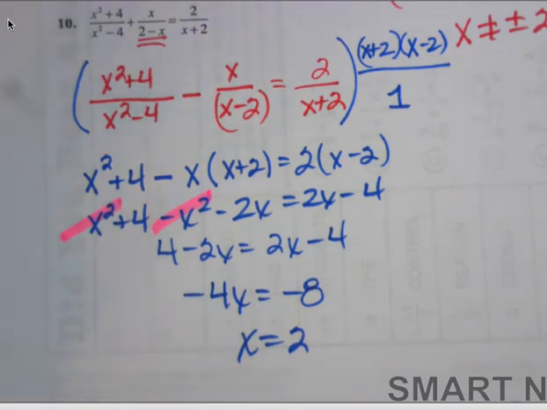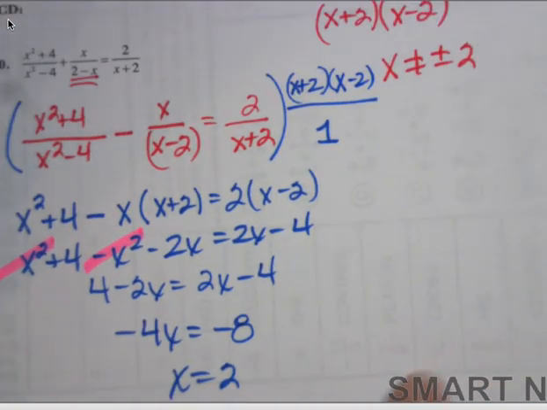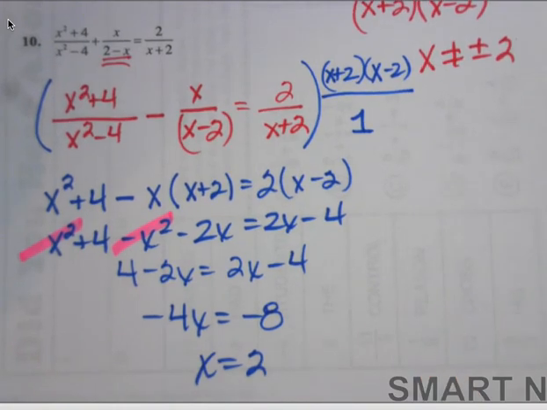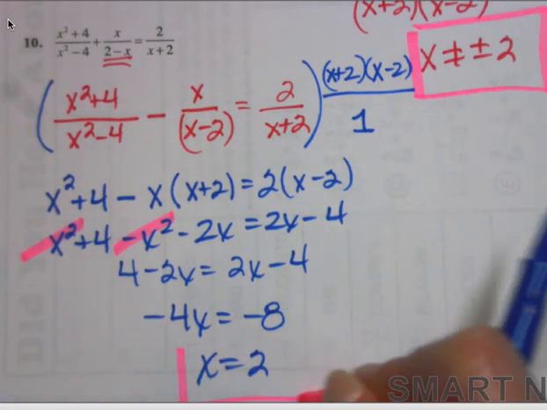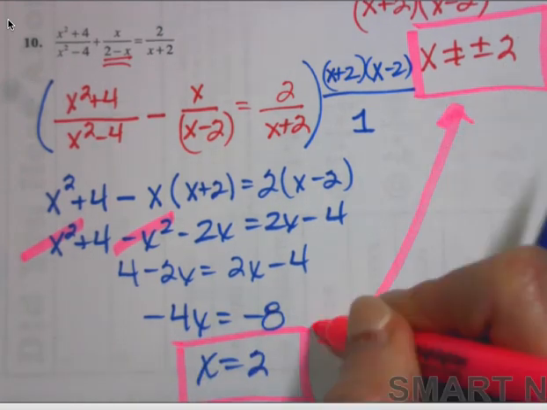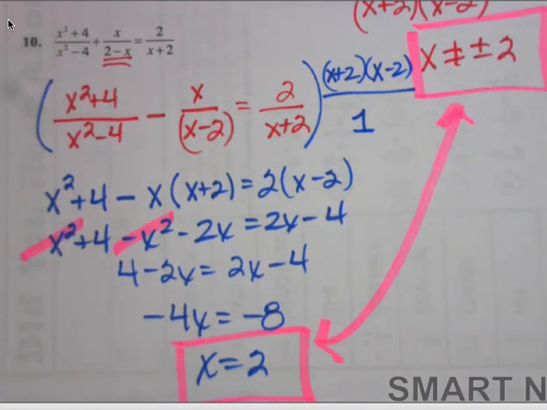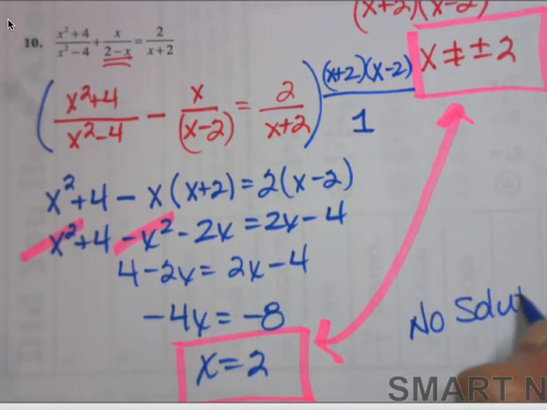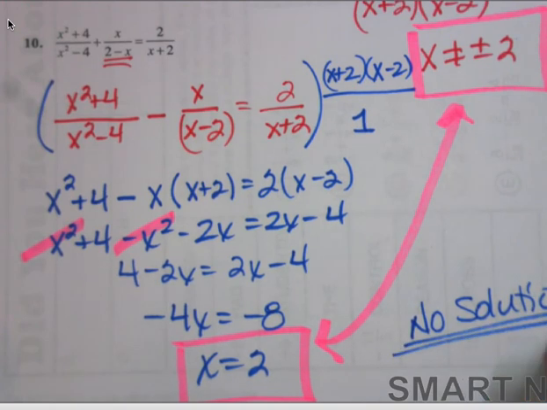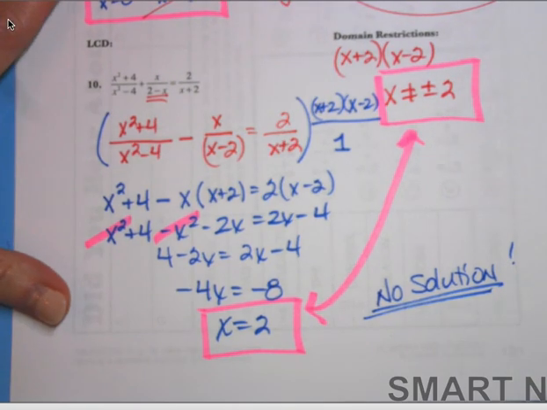So in this particular problem, I now am going to compare my solution set to my excluded values. So here are my excluded values. Here's my solution set. So I see that I have one solution, but the solution that I have is also an excluded value. So this is a case where I would say that this particular equation has no solution. It has no solution because its only solution is an excluded value.